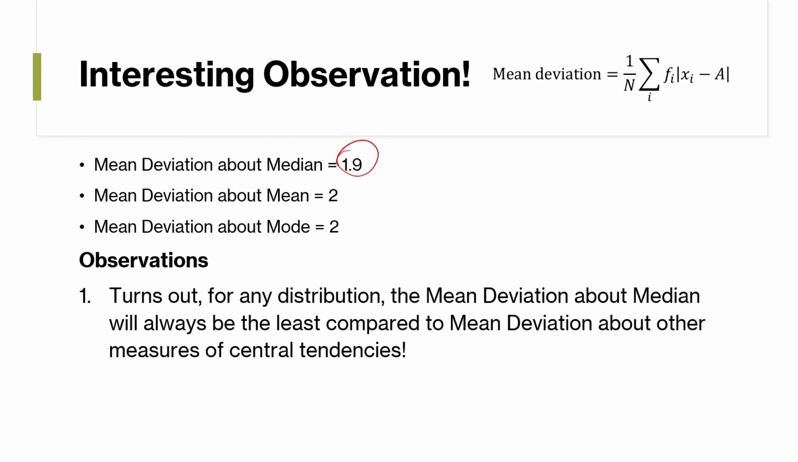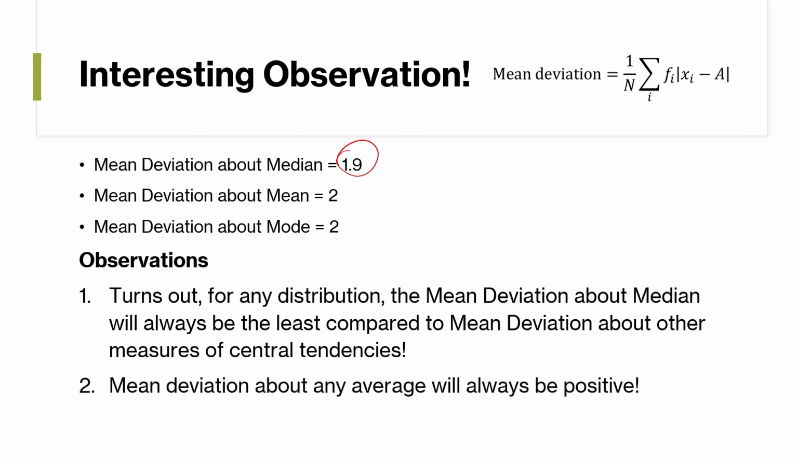Interesting. In this particular case, mean deviation about mean is equal to mean deviation about mode. But that's not the case always. You may have different values as well. But no matter what, mean deviation about median will be the smallest among all the other mean deviations about averages. Another interesting observation is that mean deviation about any average will always be positive.